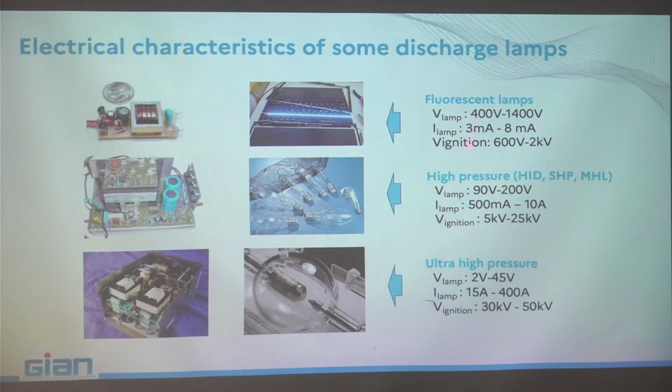If you take high pressure lamps, here is a problem. It's 300, 800, sorry. I will correct it. For high pressure lamps, the voltage is between 90 and 200 volts when the lamp is operating. You have from half an ampere up to 10 amperes or even more. And for the ignition, you may need between 5,000 and 25,000 volts to ignite the lamp, because the problem is you have a gas, and you have to break down that gas in order to pass from gas to plasma, and then the current passes through the plasma.